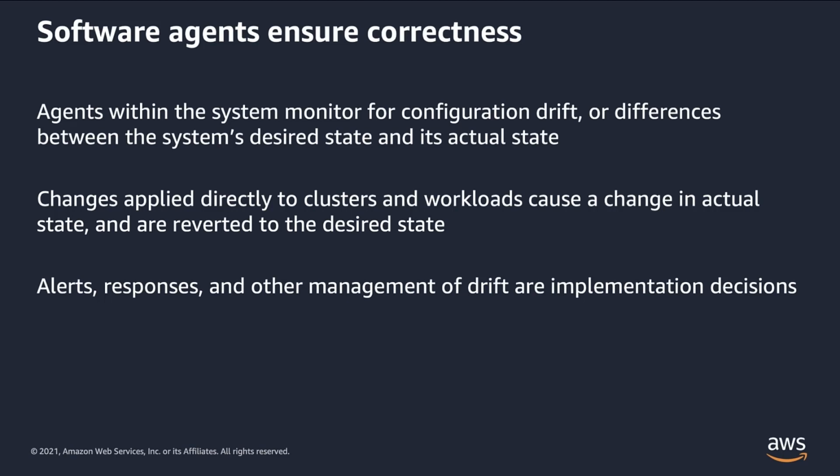But the idea here is that agents within the system are constantly monitoring for configuration drift, which is basically just defined as differences between the desired state that's in Git and the actual state running in the cluster. So these agents are constantly monitoring that. And if you actually apply a change directly to the cluster, it'll get reverted because the system is constantly converging to the desired state.